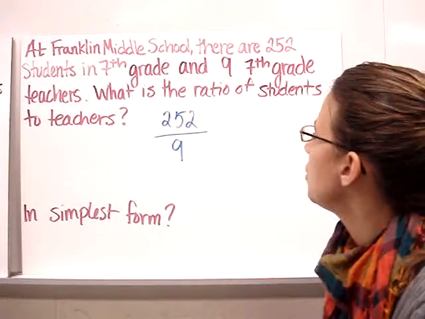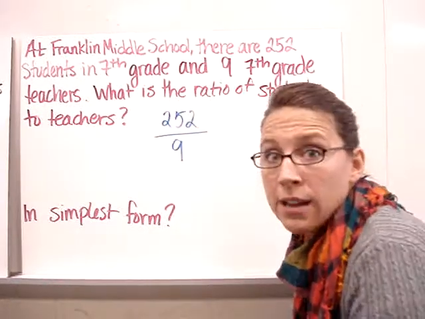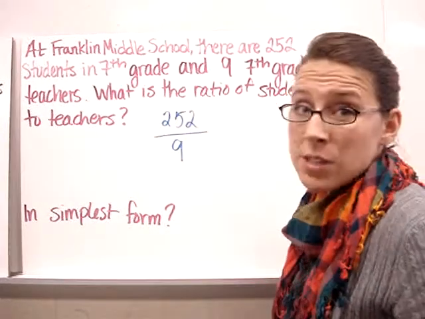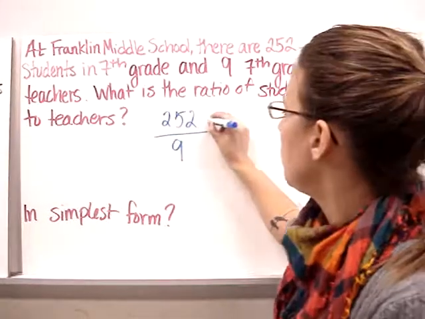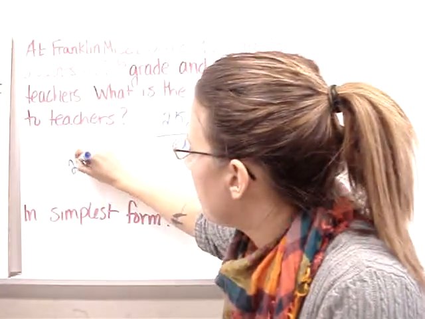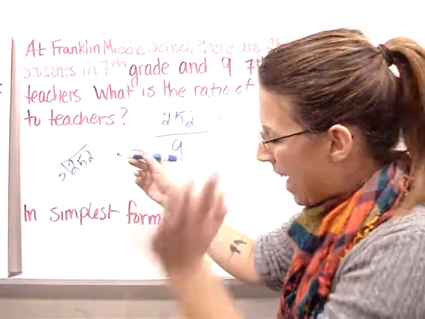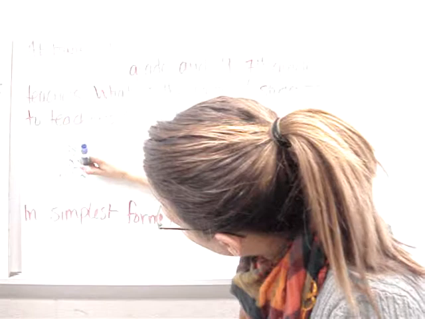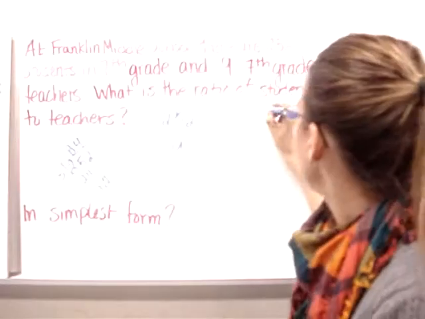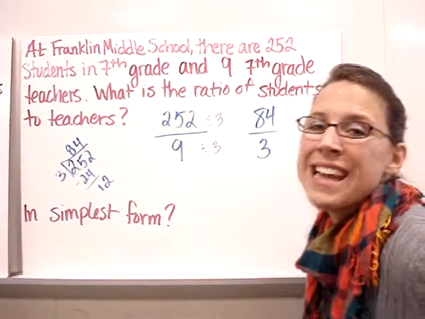Well, let's see. 252. I think they're both divisible by 3. The sum of 2, 5, and 2 is 9, which means it's divisible by 3, because 9 is divisible by 3, and I know 9 is divisible by 3. Just said that. So if I divide them both by 3, let's see if that's simplest form. I'm going to come over here and do a little bit of long division, because that's what I do. 3 goes into 25, 8 times. That's 24. 1 left over is 12. 3 goes into 12. Yeah, cool. 4 times. So 84 thirds. Oh, man. I think 3 goes into 84 as well.